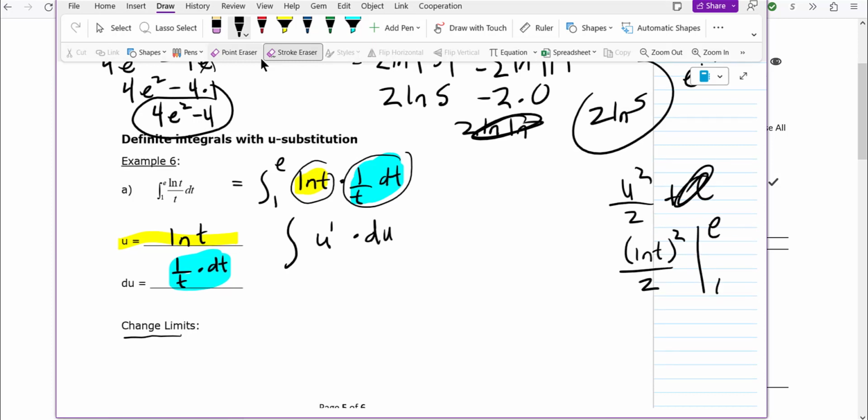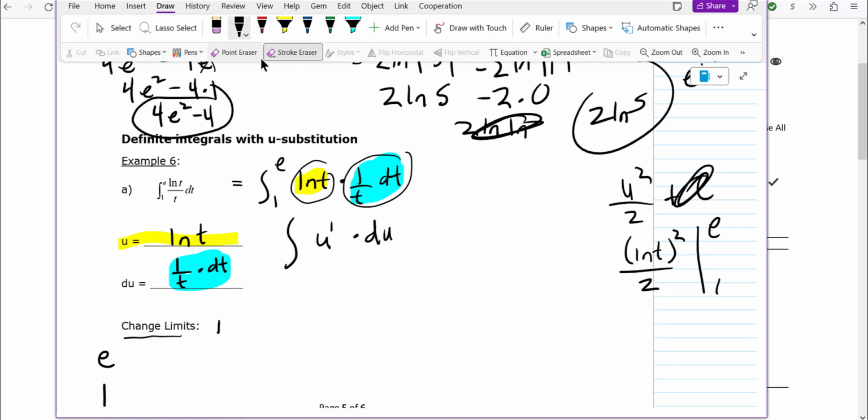Then you could plug 1 and e in if you wanted to. But I don't do it that way hardly ever. There's an easier way to do it, okay? That's what you're used to doing when you do u sub, is get your antiderivative, then plug u back in. This is an easier way. We're going to change the limits. So just write down e and write down 1. Those are the limits of integration.